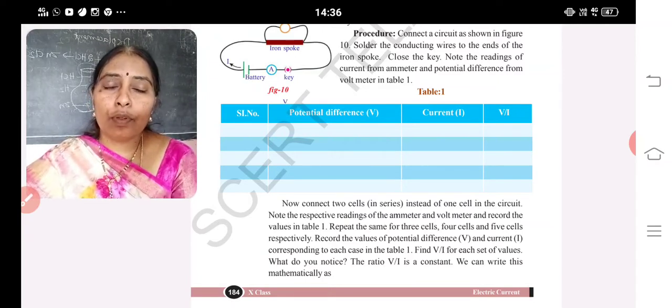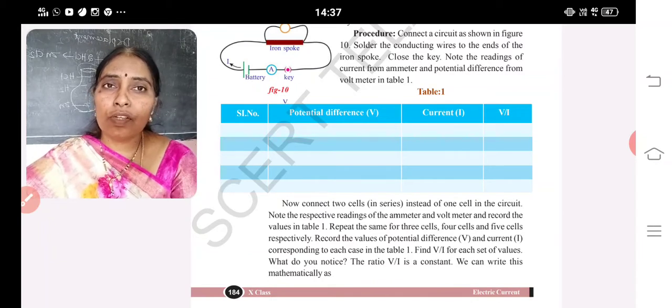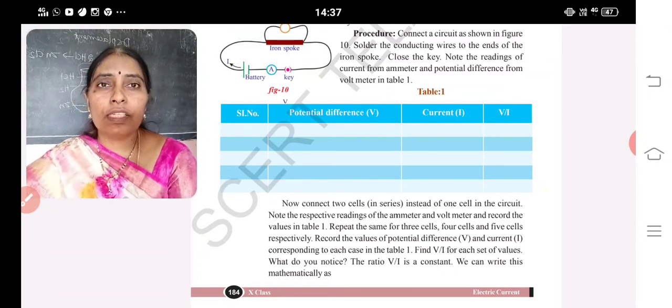Follow the same procedure and observe how much current flows. Note the potential difference and current and enter these values in the table. Now so on, increase the third cell, fourth cell and fifth. When you connect 5 cells, every time you have to note the potential difference and electric current, enter the values in the table and find the ratio V by I. You will get the V by I ratio as constant.